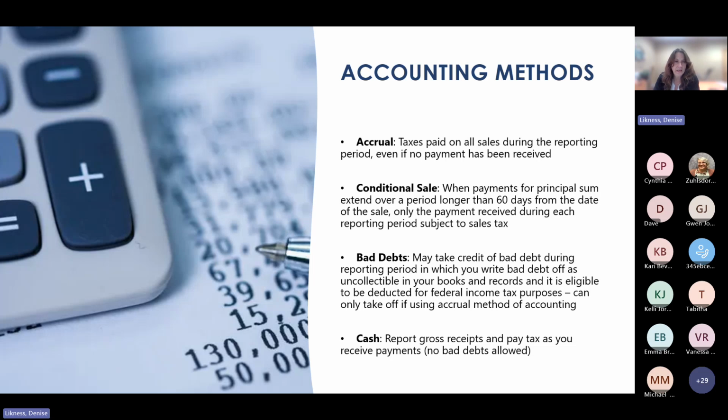The conditionals here explain the bad debts, the credits for bad debt, and conditional sales. If you are filing under cash accounting and you've got that registered with the state under cash accounting, but you're really doing accrual, you'll need to change your accounting method with the state. You can just do it in writing. You can send an email or send a letter to request it in writing, and we can get that changed for you.